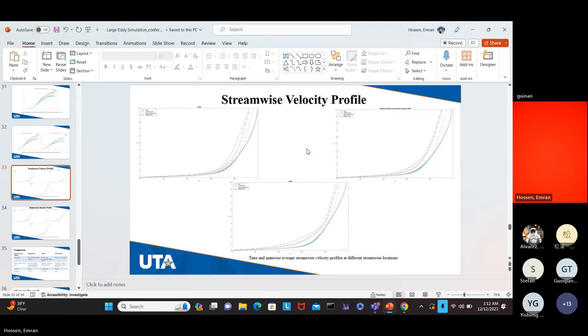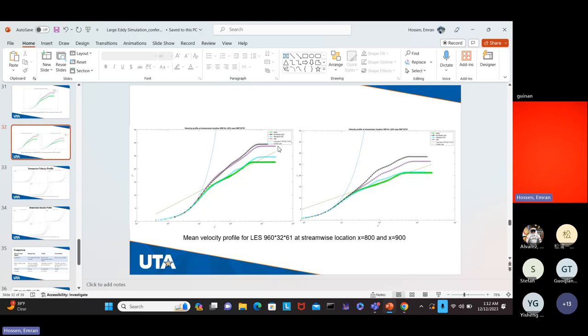You look back at the log law. That means your log law area is larger. The DNS is smaller. You see that means the log law area is larger than DNS, and DNS is smaller.